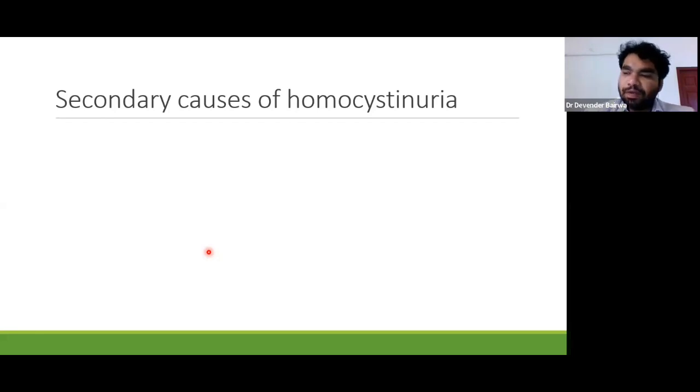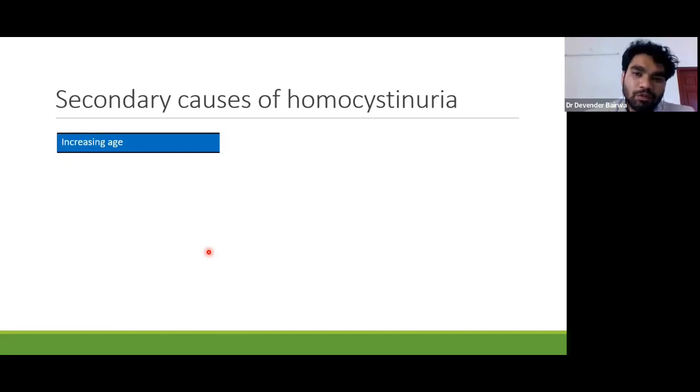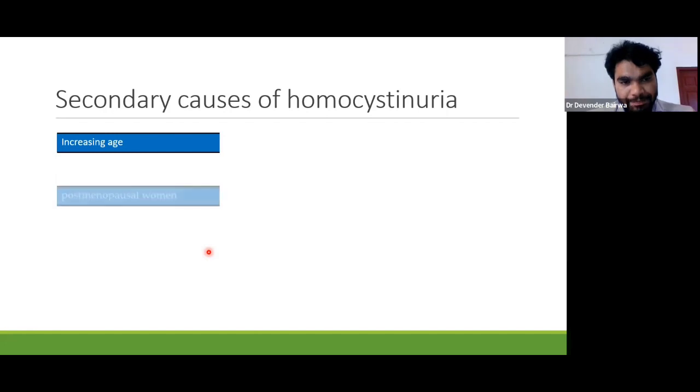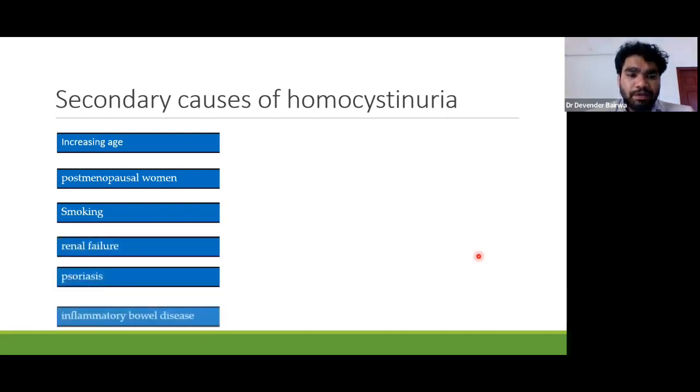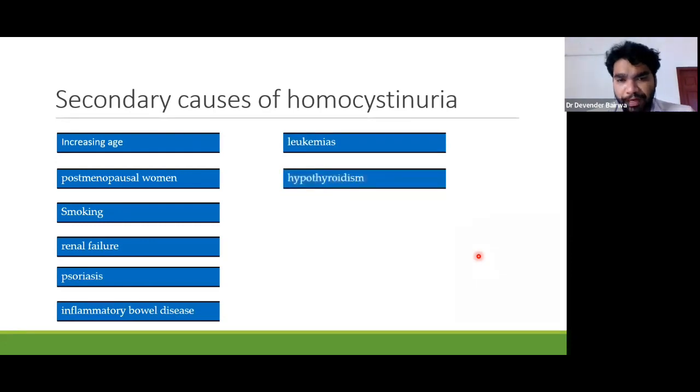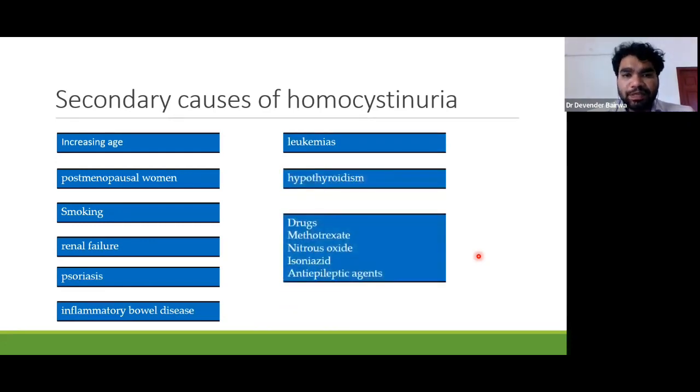We should always remember that when we are sending a homocysteine level, we should also look for secondary causes of high levels of homocysteine. These are some important causes in the clinical setting: increasing age, postmenopausal women, smoking, renal failure, psoriasis, inflammatory bowel disease, leukemias, hypothyroidism, and some drugs including methotrexate, nitrous oxide, isoniazid, and many antiepileptic agents. So whenever you are ordering homocysteine levels for any patient in the clinical setting, try to look for these confounding factors.